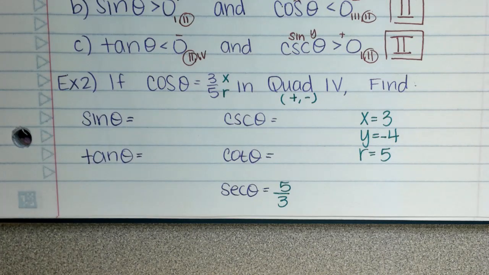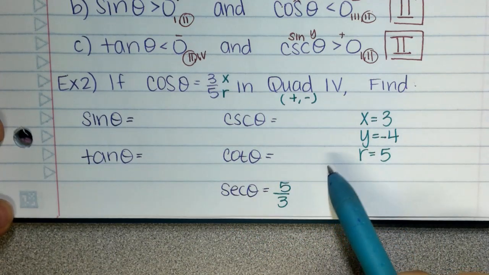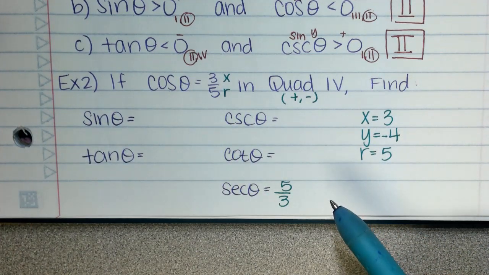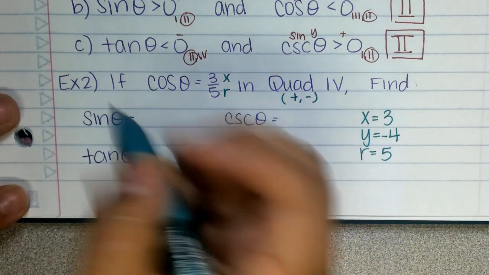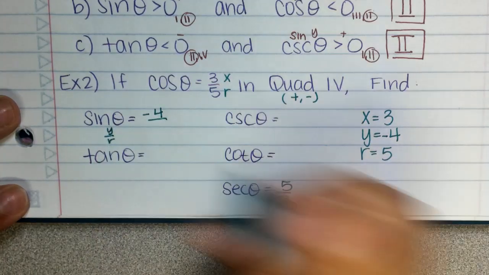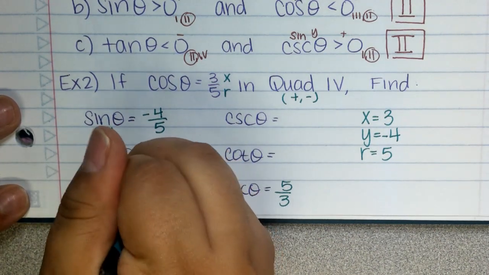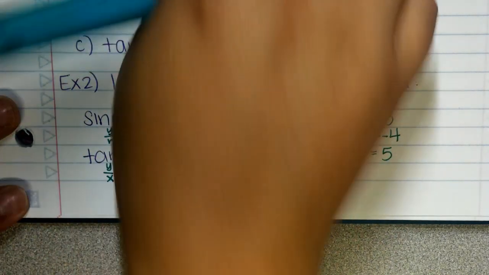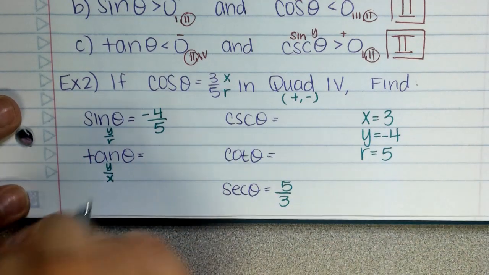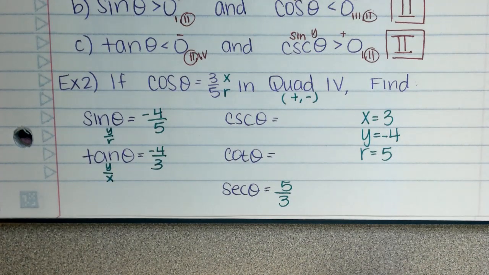Alright, so now that I know x, y, and r, I can fill out the rest of this, right? Sine is what? Y over r. Tangent is y over x. We have all that written above. And so that gives me negative 4 over 3. Can I find cosecant and cotangent now? Yes. How? Just flip them.